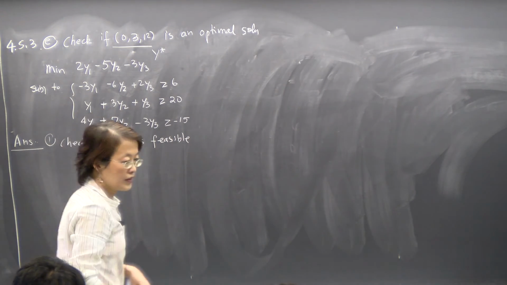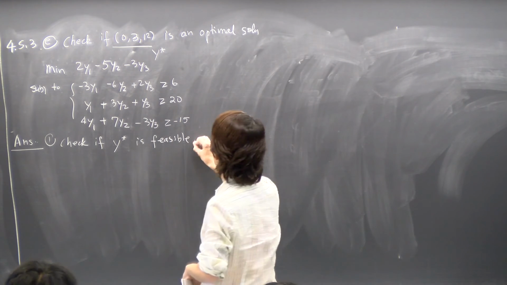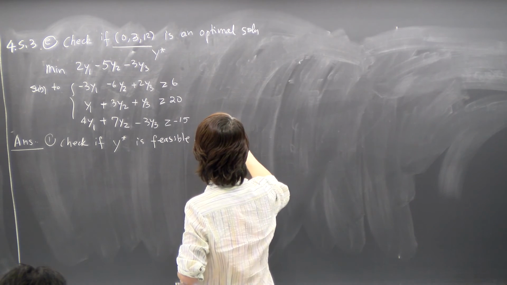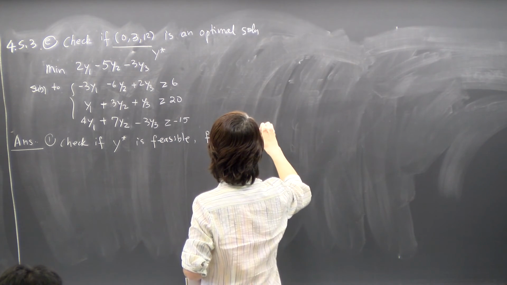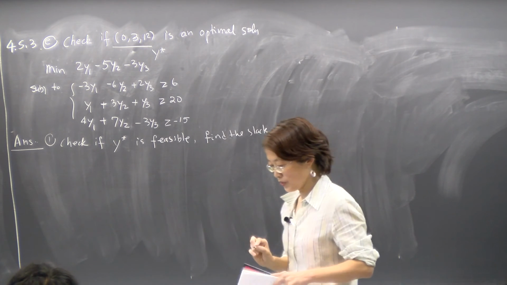If it is not, then you stop right there. It has to pass this check. And if it is feasible, then you need to find the slack. Let's call the slack W. Then it's easier to refer to.